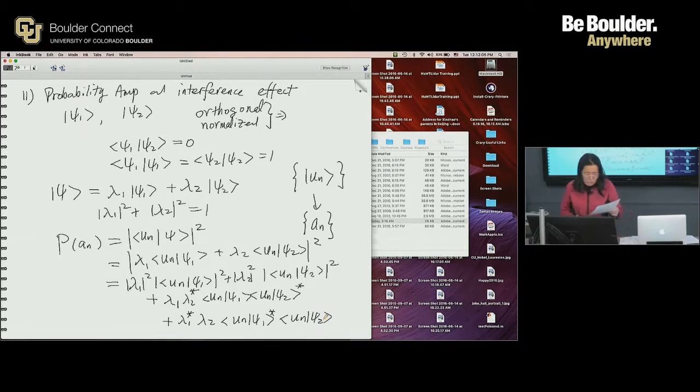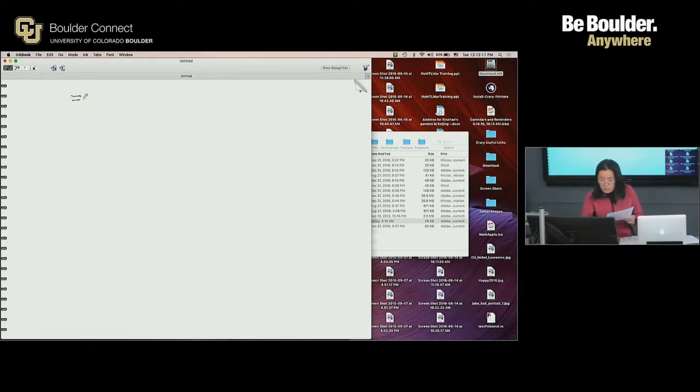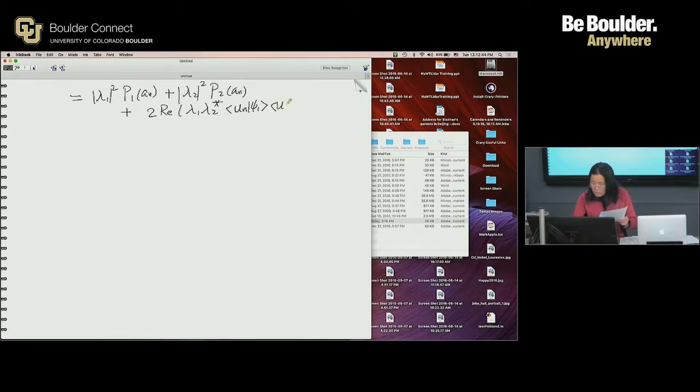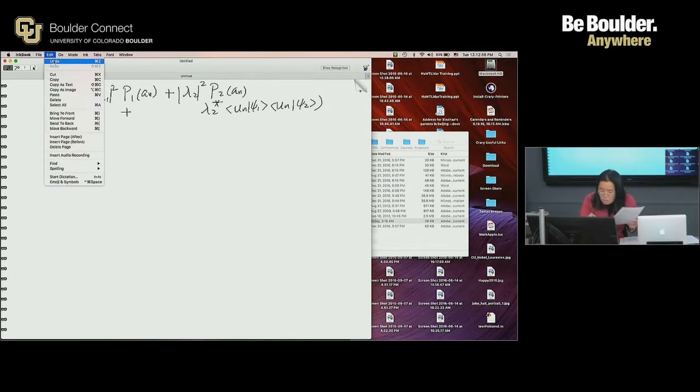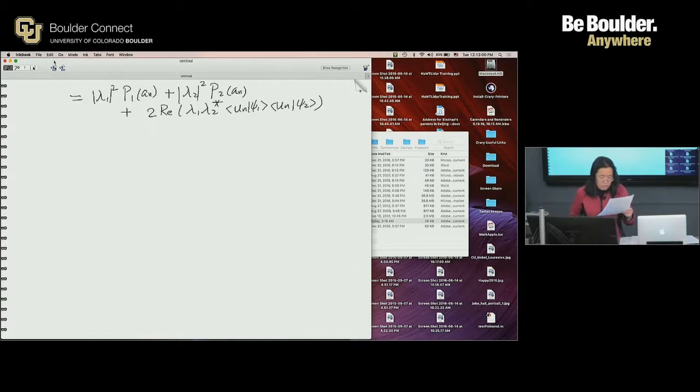So with these two cross terms, the first term you can say is lambda 1 squared times P_1(a_n). That's the probability. Plus lambda 2 squared times P_2(a_n). And then plus 2 times the real part of lambda 1 times lambda 2 conjugate, times the cross term. So the cross term shows the interference effect.